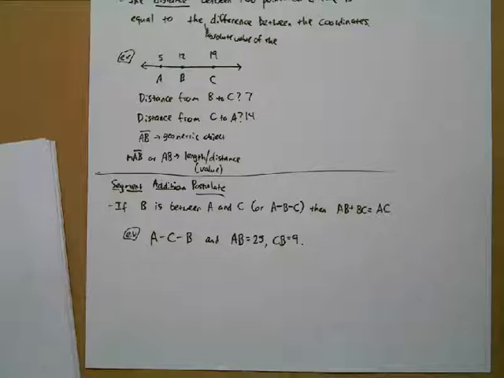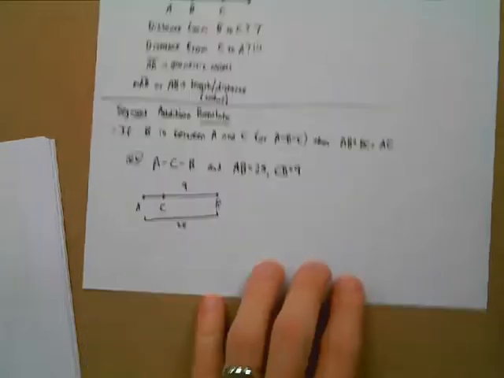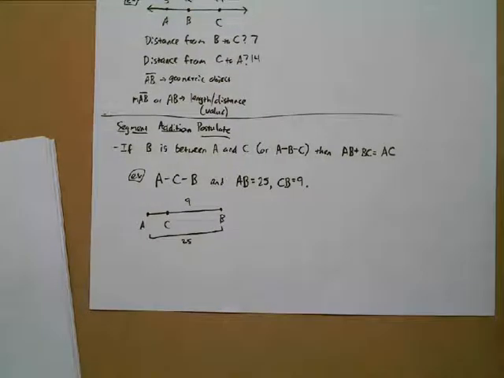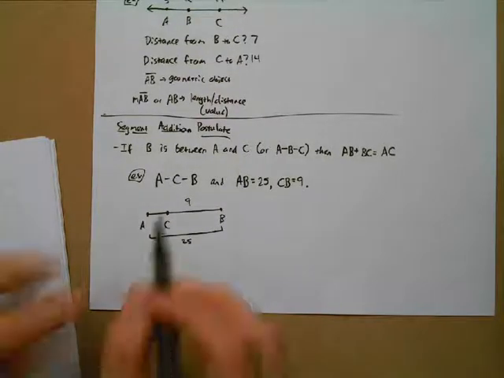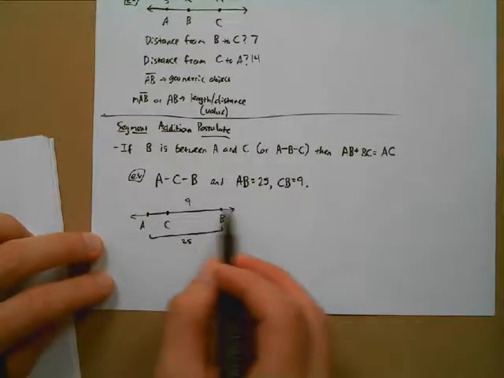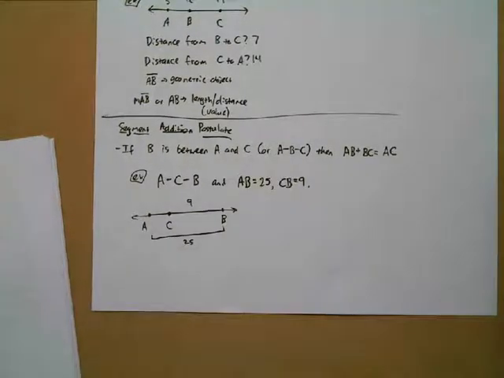CB, likewise, its length is 9. So from here to here is 9. That's the idea there. And again, if you did a segment or if you did a line, either one's okay there. But it's important that you can see between A and B. Okay. And so what's my question going to be then for this problem? What is my missing piece there?